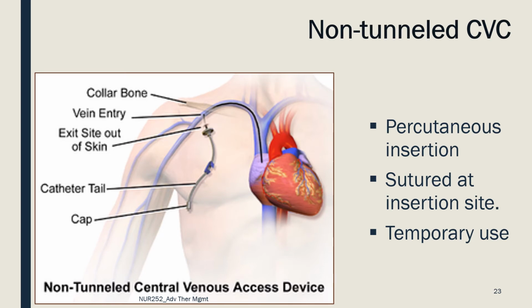Non-tunneled catheters are placed percutaneously, so through the skin. They're placed directly into the vessel, near the neck, chest, or groin. They are sutured at the point of insertion, and they are to be used for temporary access, so typically less than a couple of weeks. Examples of non-tunneled CVCs are subclavian, jugular, and femoral lines.